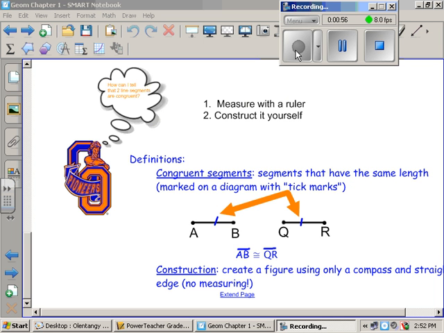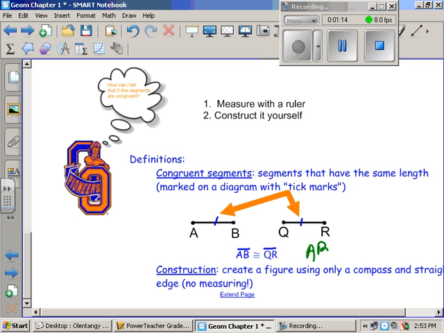If we're talking about pictures, like in this example here, the segment AB is congruent to the segment QR. If I want to say the length of segment AB is equal to the length of QR, I would write it like this. So write this in your notes. The segments or pictures are congruent and measurement is equal. Pictures are congruent, measurements are equal.